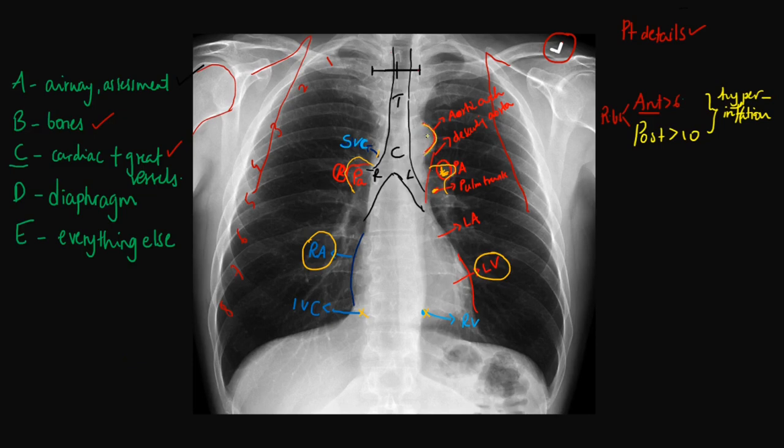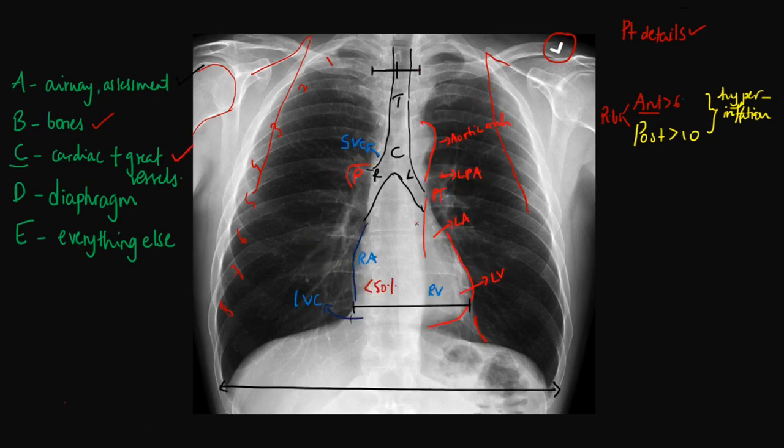This knuckle over here is fairly obvious. This is the arch of the aorta, and you can trace its outline. And I've stopped over there just to show you that this is the descending aorta over here.